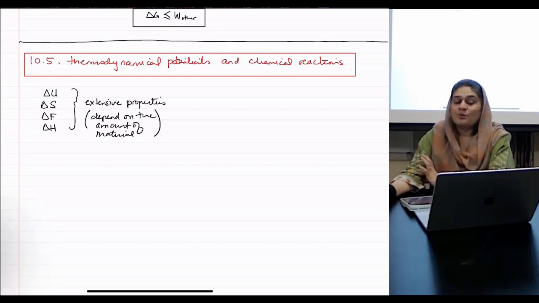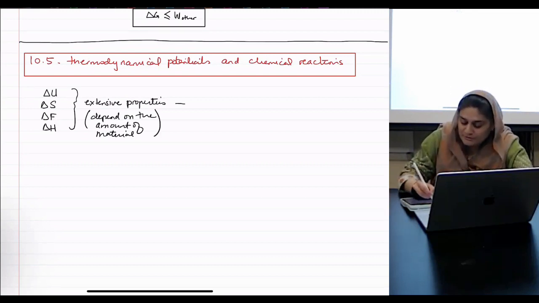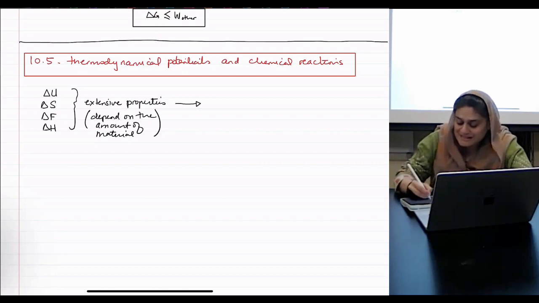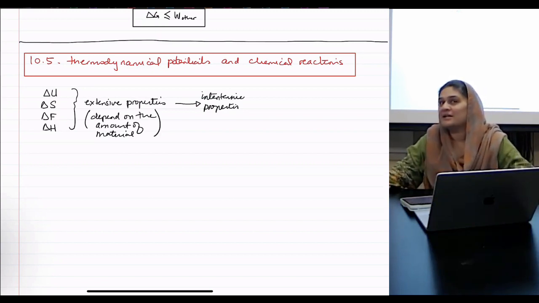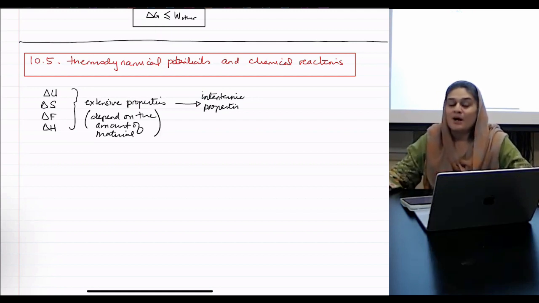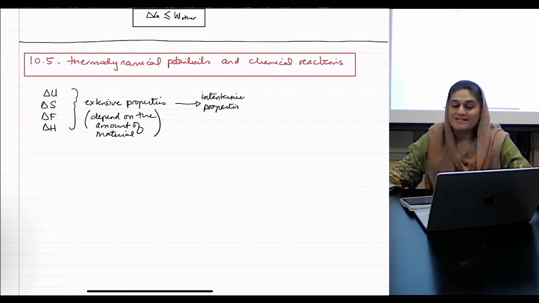No. So what do you want to do? You want to convert your extensive properties to intensive properties. Because you do not have to worry about the boiling point of water, whether you have 1 kilogram of water or 2 or 10 or 100. It should be standardized. So how do you go about converting your extensive properties to intensive properties?